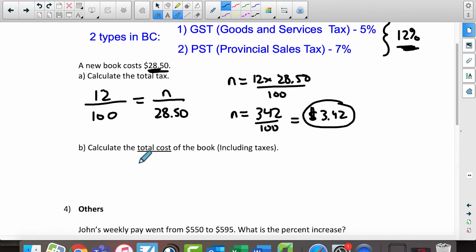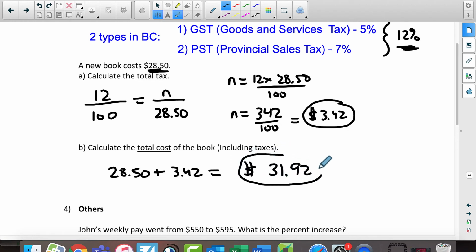Then the question says, calculate the total cost of the book, including taxes. Well, it was $28.50, and now we're paying an extra $3.42. We've got to pay that as well. So if we add those together, we'll get $31.92.